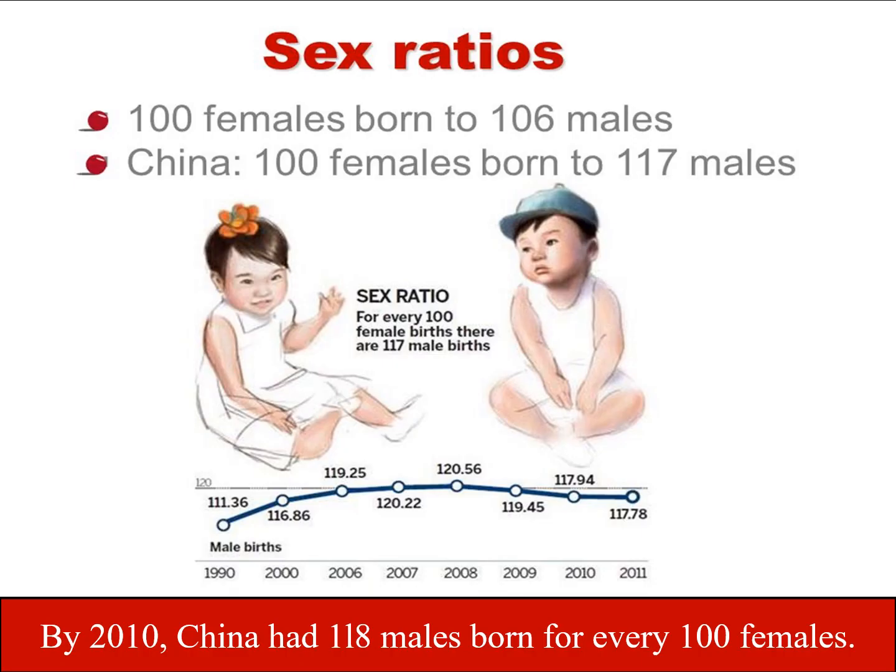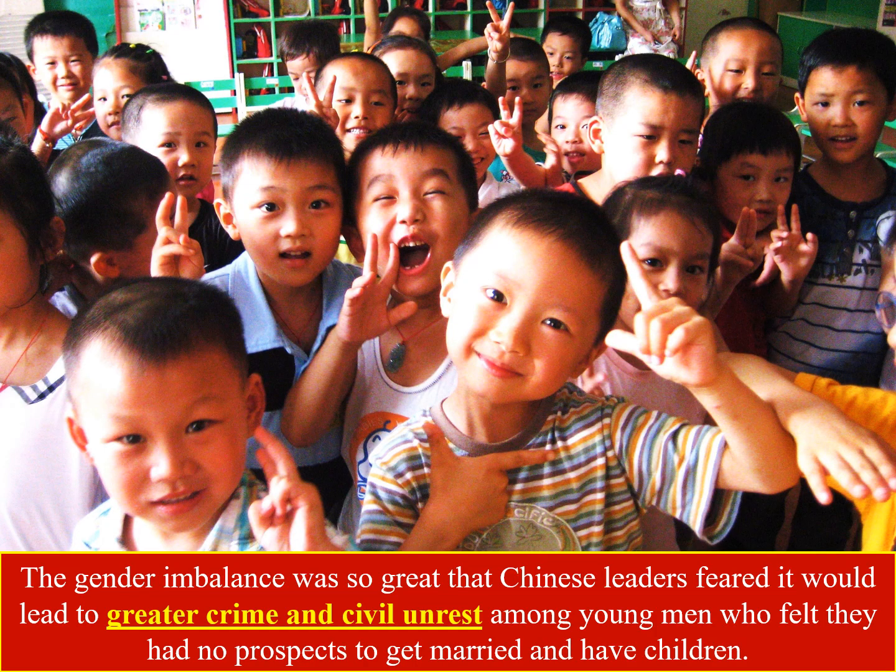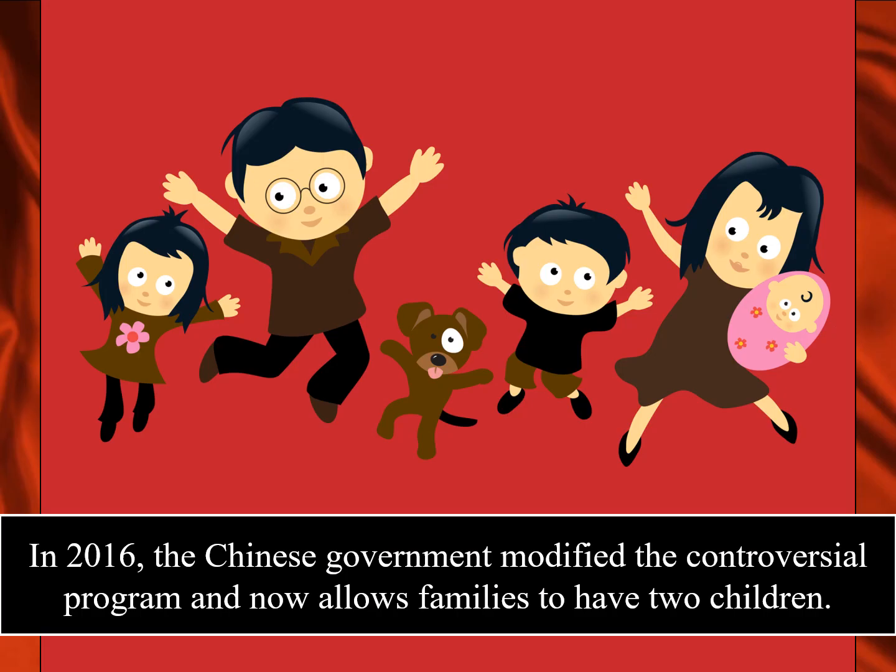By 2010, China had 118 males born for every 100 females. The gender imbalance was so great that Chinese leaders feared it would lead to greater crime and civil unrest among young men who felt they had no prospects to get married and have children. So in 2016, the Chinese government modified the controversial program and now allows families to have 2 children.